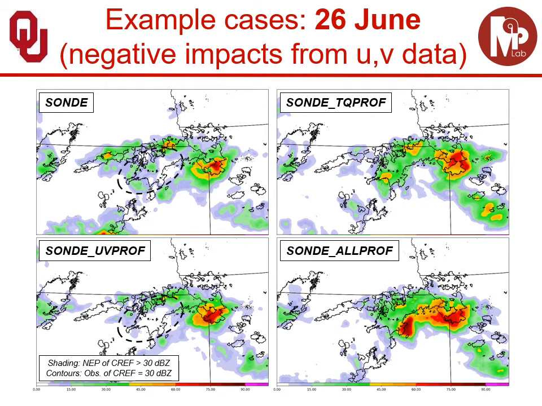First is this primary kind of arcing band. You can see how SOND UV-PROF is missing some of those new cells that form in SOND. And second, this kind of second linear trailing CI event that forms behind the primary arcing event. And you can see in SOND UV-PROF that that event is almost entirely missed.